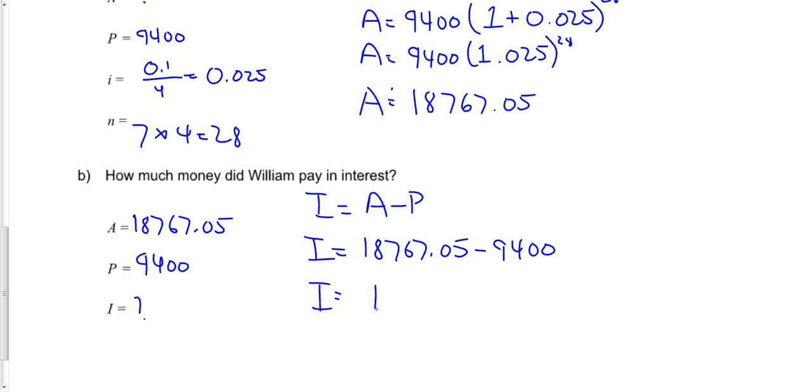Okay, so the final amount of interest that William ends up paying is going to be $9,367.05. So William paid a very steep price, and almost double, to pay it back. Okay, so over the lifetime of that particular investment.